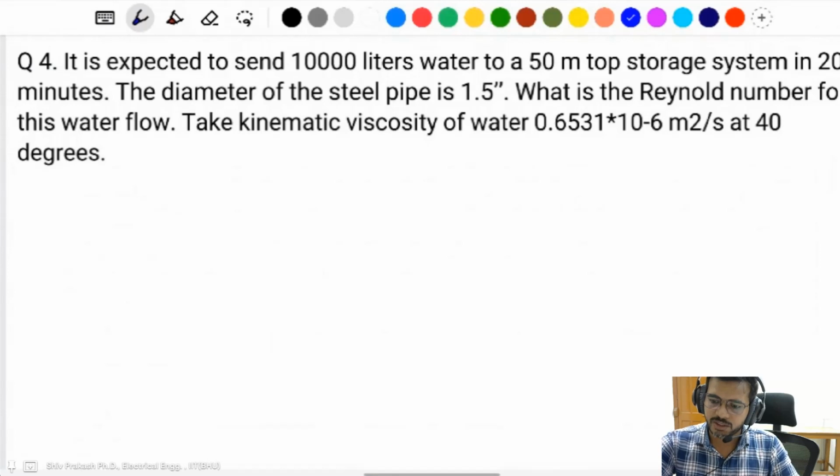The viscosity is different for different temperatures. Viscosity is mainly related to the density of water, so this is the concentration of the water. Depending on the temperature, the viscosity will be different.